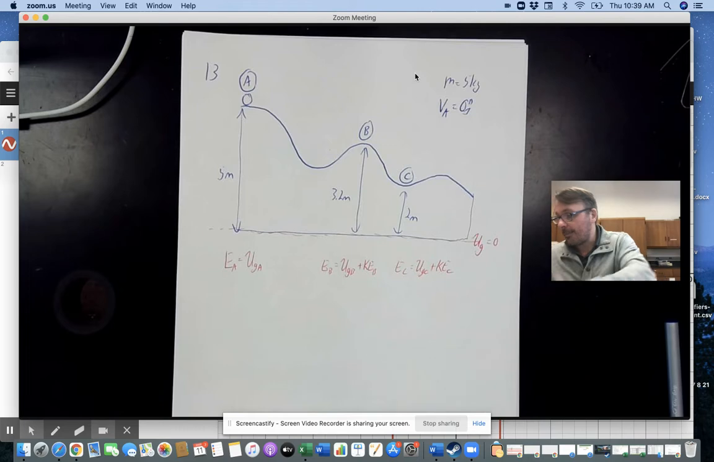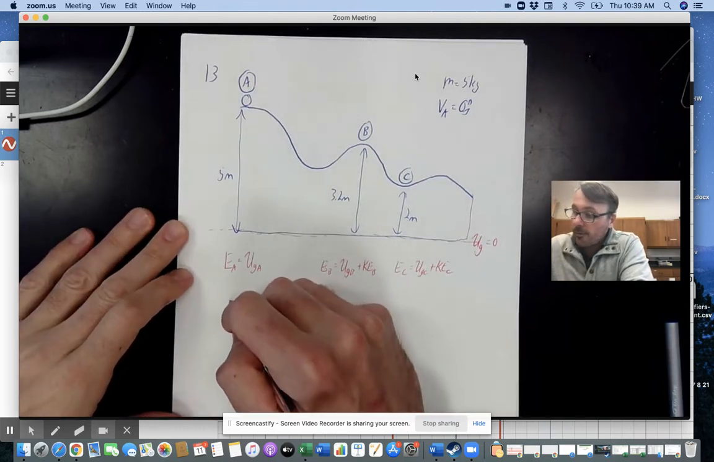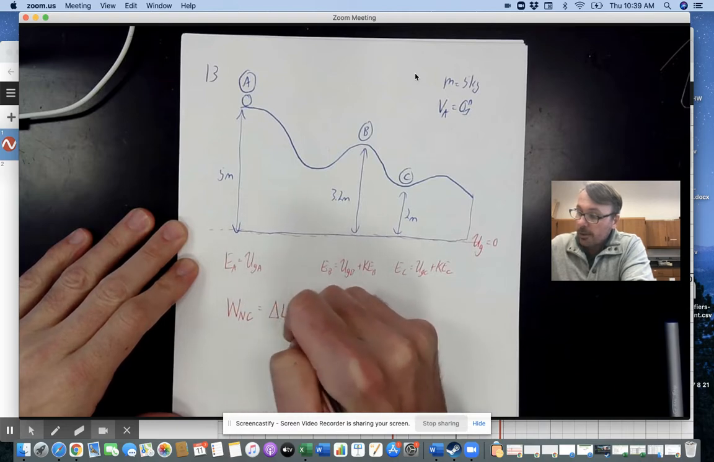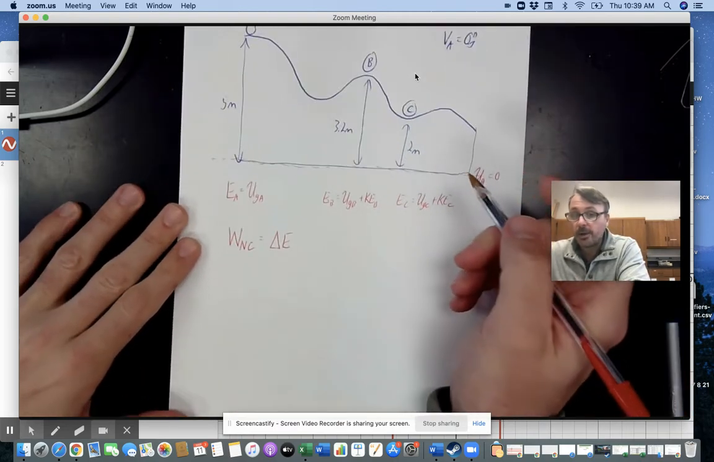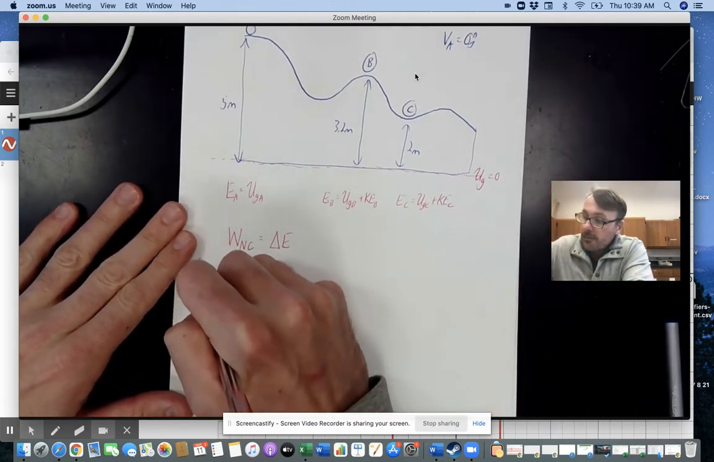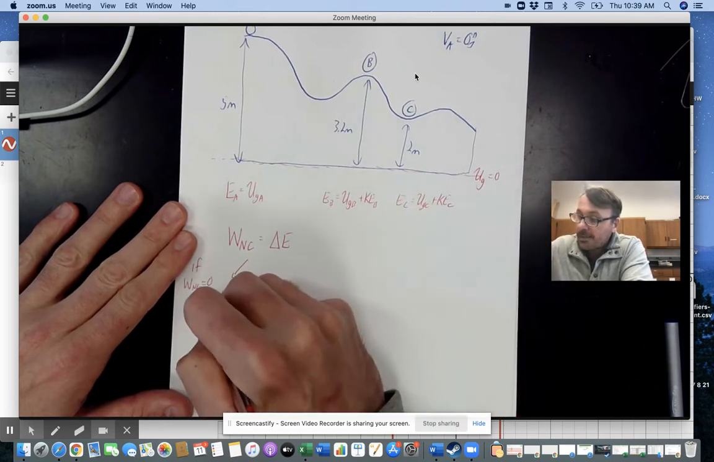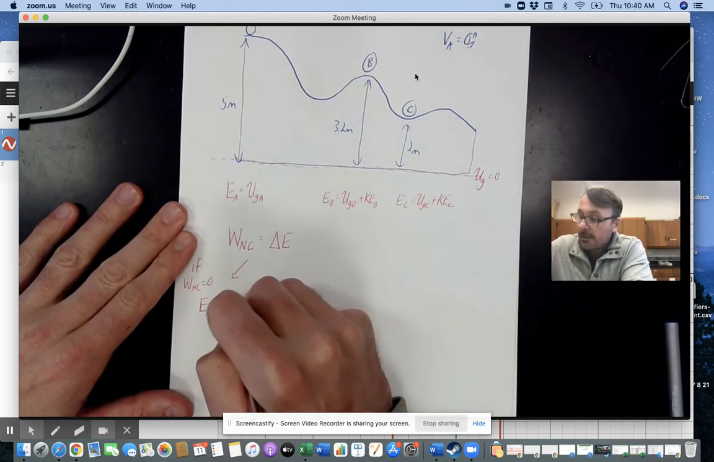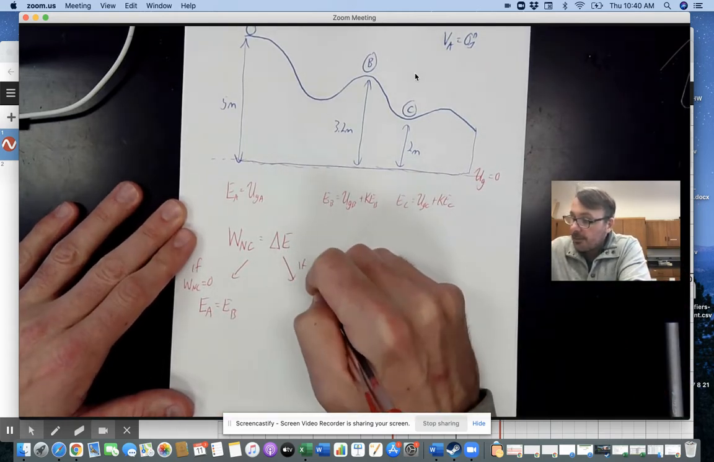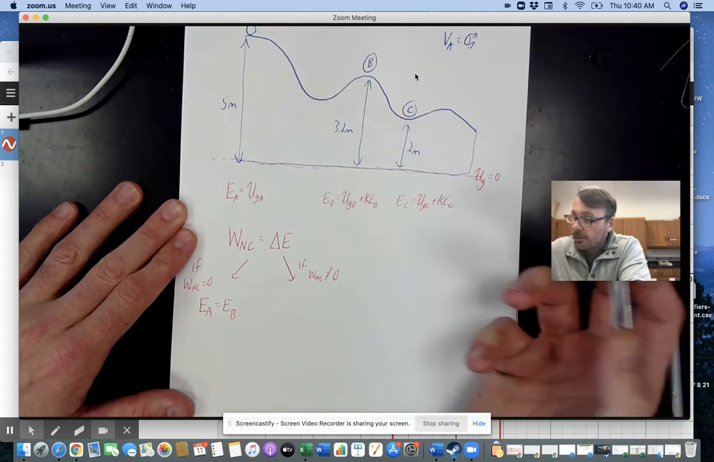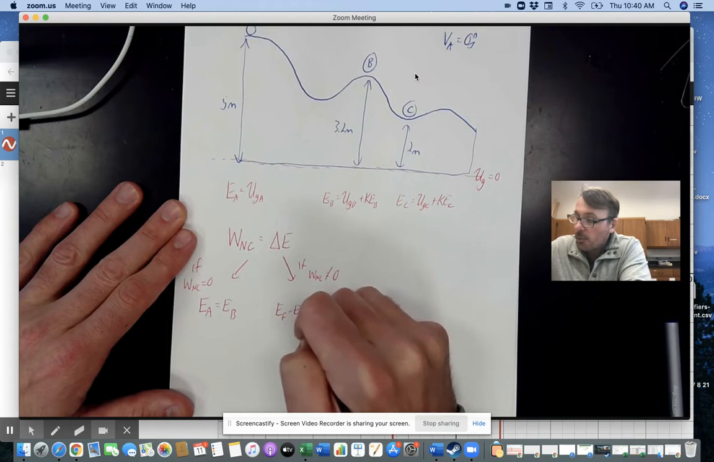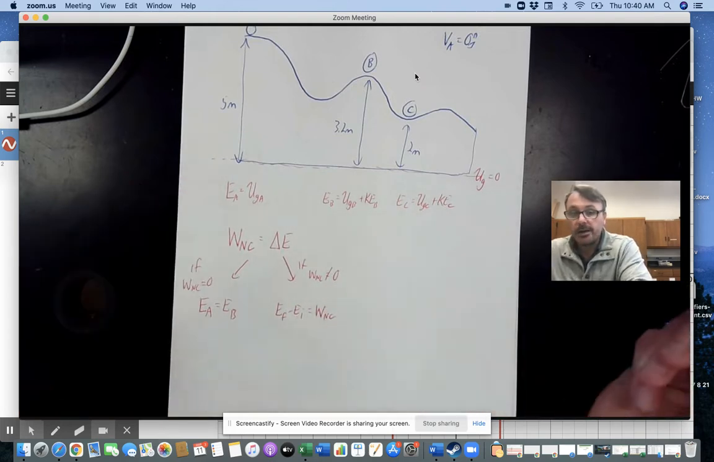So two things to think about. I know from what we said before that the work done by non-conservative forces is equal to the total change in energy. So there's two things I want to think about. If the work done by non-conservative forces is zero between 2 points, what that means is that the total energy of the system is the same between those 2 points. But if W_NC is not equal to zero between those 2 points, the final point minus the initial point is going to equal the work done by those non-conservative forces.